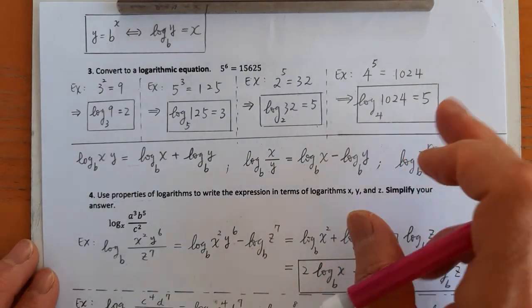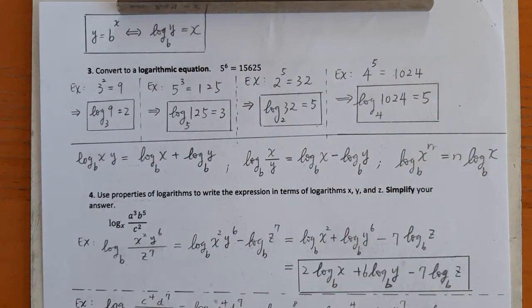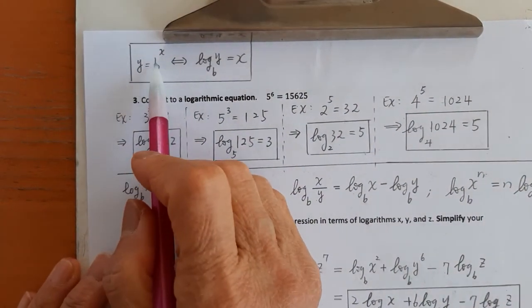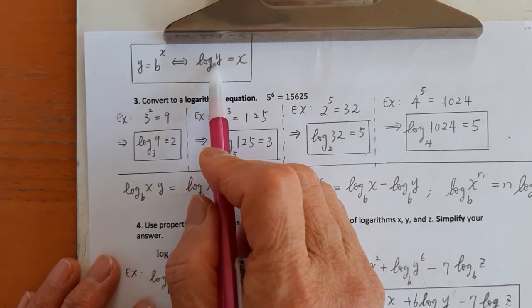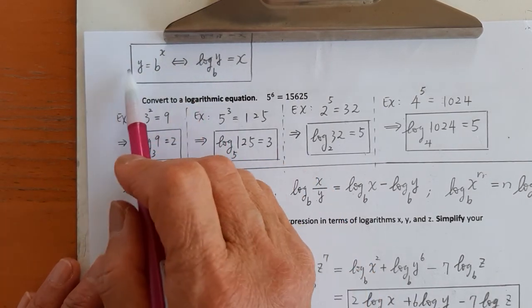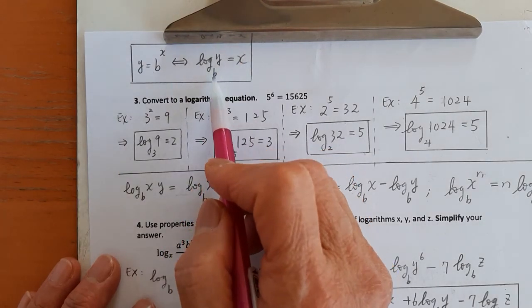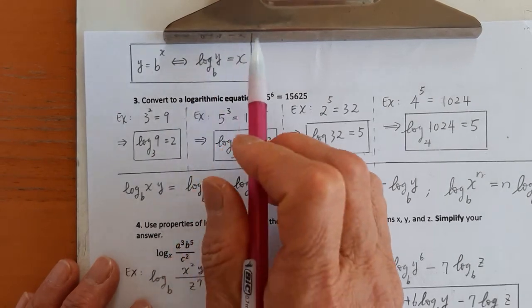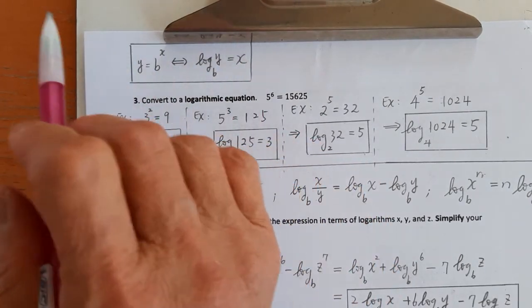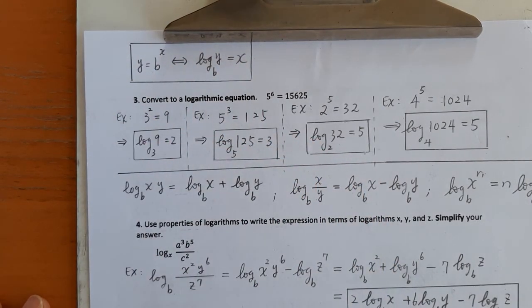It comes from the definition of logarithm. Logarithm is the inverse function of the exponential function. So any exponential function y equals b to the power x, you can change to a logarithm function: base b, function value y equals x. And then from logarithm, you can change back to the exponential function: b to the power x equals y.